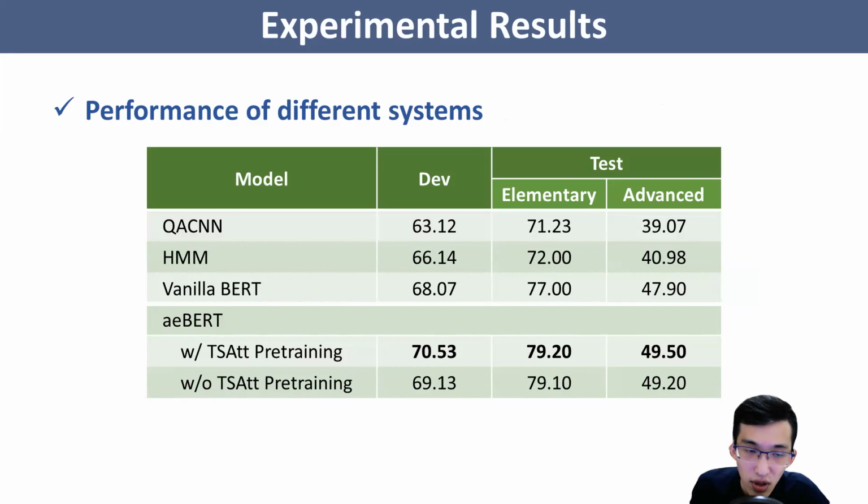The second table is a comparison of different systems, including some baselines, some previous SOTAs, and our framework. On the top three rows, we see the QA-CNN, the HNN, and the vanilla BERT. We can see that the vanilla BERT can easily outperform QA-CNN and HNN because BERT is really powerful, but it is still not enough for this SMCQA dataset. Our AE-BERT, with the help of the acoustic features, can outperform the vanilla BERT on all the data splits. Especially, AE-BERT with TSAT pre-training can outperform AE-BERT without TSAT pre-training, indicating that the TSAT pre-training plays an important role in our AE-BERT framework.